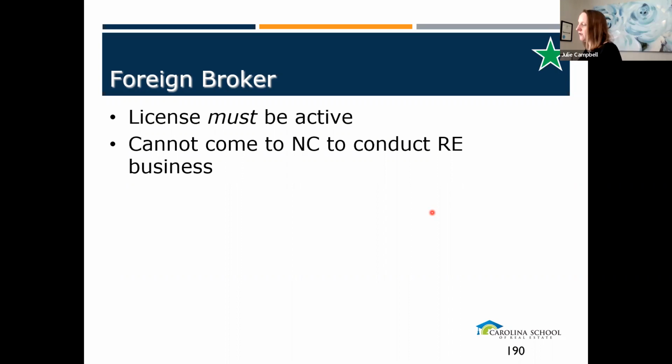If you want to get paid a referral fee, you do have to have an active license. And that agent from Texas cannot come to North Carolina for the purpose of this transaction. I can't go to Texas for the transaction because I don't have a license in Texas. I could go to Texas for pleasure, but I couldn't go for the transaction. Does that make sense? They can't come into my state, my territory. I can't go onto theirs.